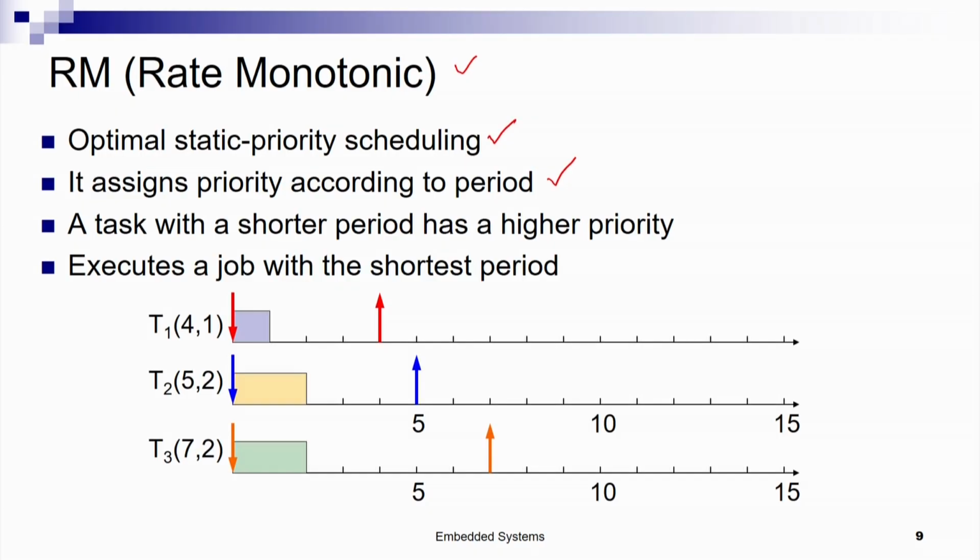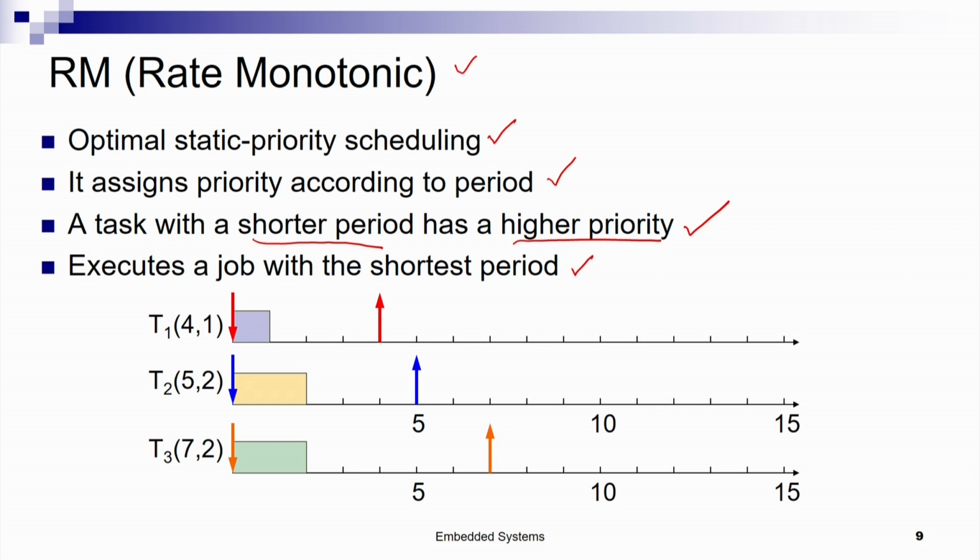So, a task with shorter period has higher priority, and it executes a job with the shortest period first. So, at any point in time, whenever it gets a task, whichever task it finds with the shortest period, it executes that. It has a set of tasks ready to execute, among that it will choose that task which has the shortest period at any point in time. This is the scheduling policy.